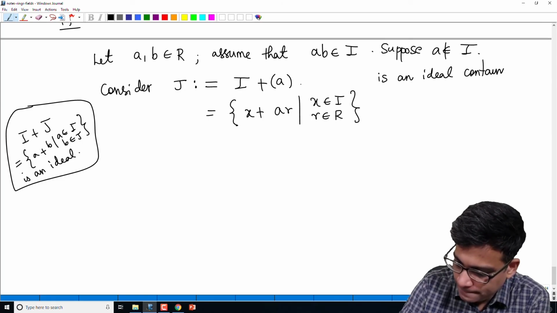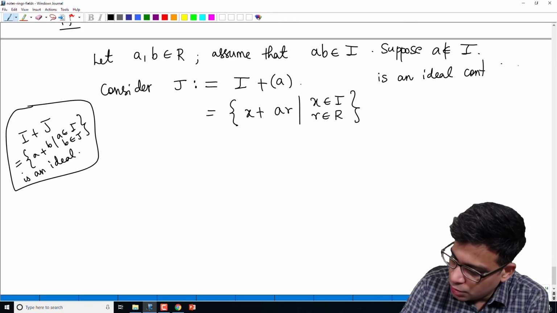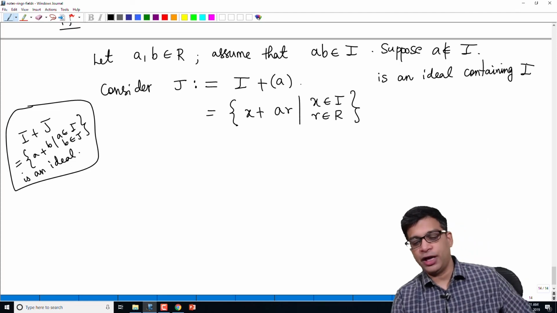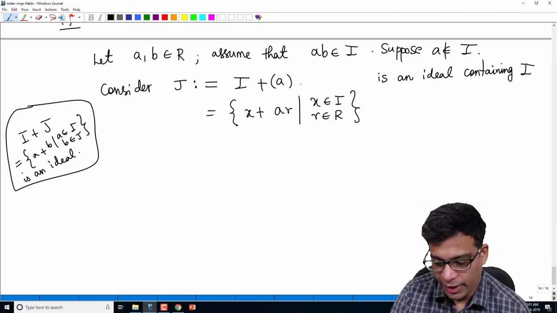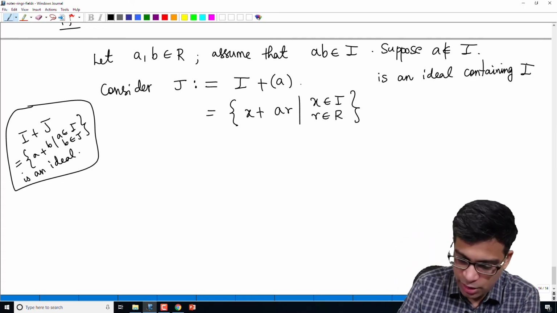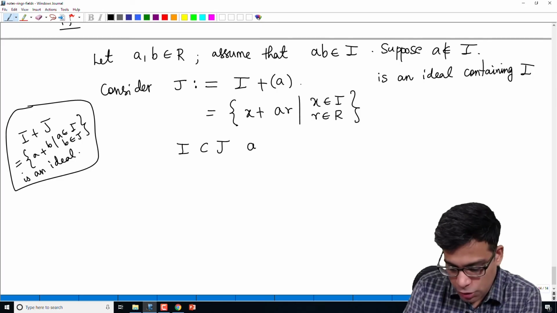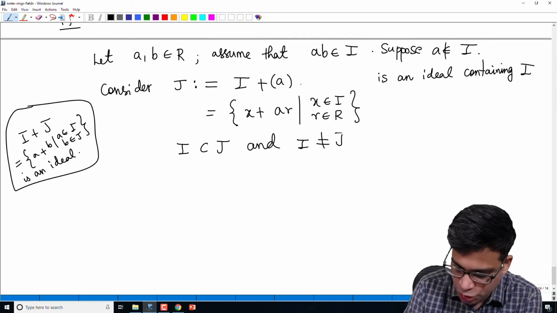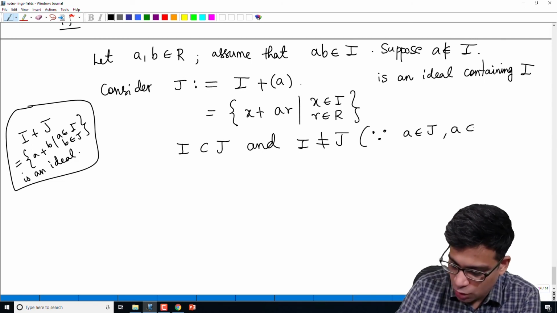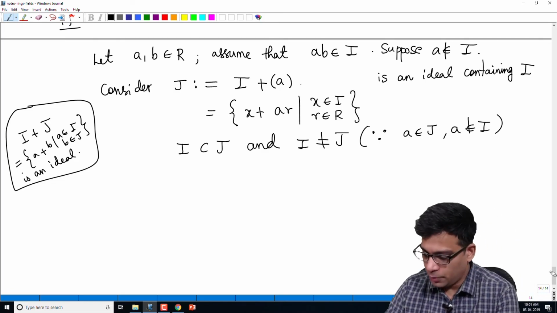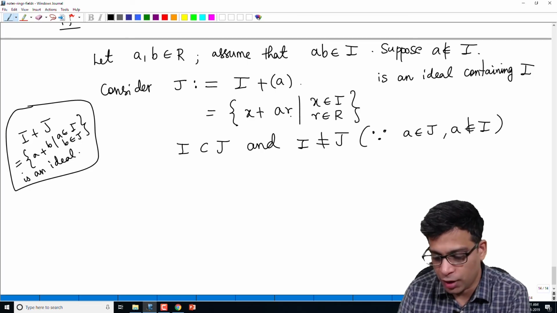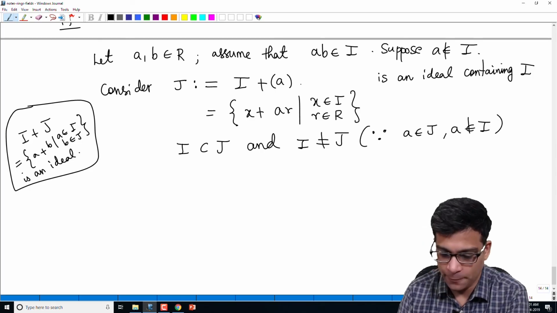containing I, right? Because certainly you can take R to be 0. If X is in I, X plus 0 is in I plus A. So X is in J. Certainly J contains I. And also I is not equal to J. This last point is because A is in J, but A is not in I by hypothesis. Remember, A is in J because you can take X to be 0 and R to be 1. That means 0 plus A is in J.